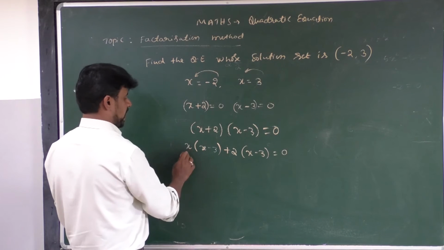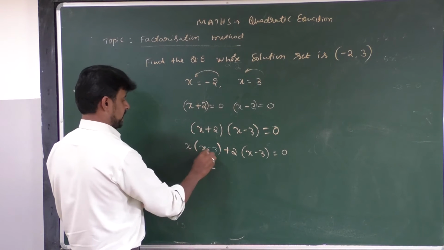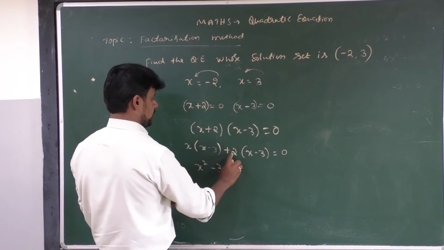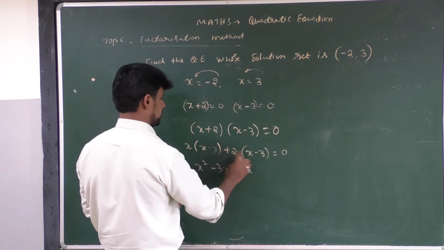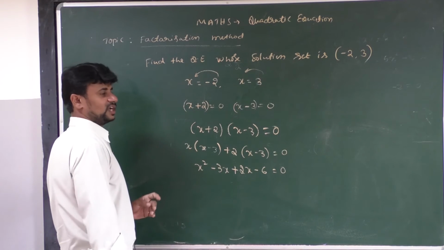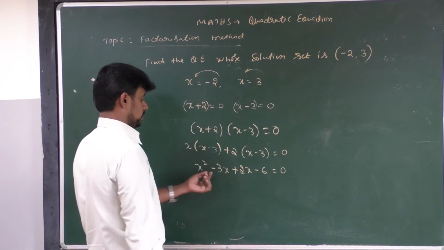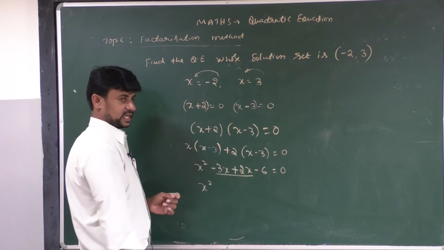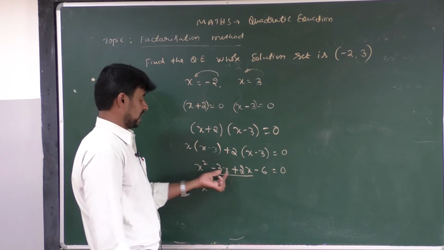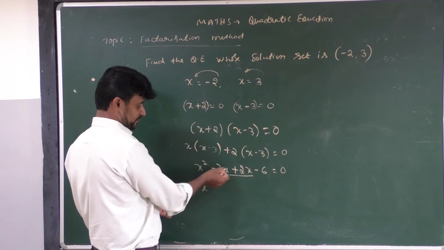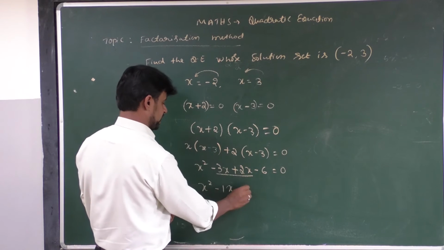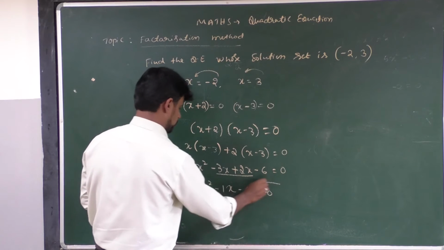Then multiply this: x into x, x square, minus 3 into x, -3x. Next, second one is plus 2 into x, 2x, plus into minus, minus, 2 3s are 6, is equal to 0. Last step: x square. Here we have plus 2x and minus 3x. If there is plus and minus, you have to subtract them. If you subtract 2x from 3x, you will get minus 1x. Remaining constant is minus 6 is equal to 0.